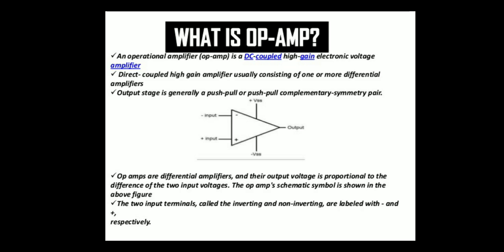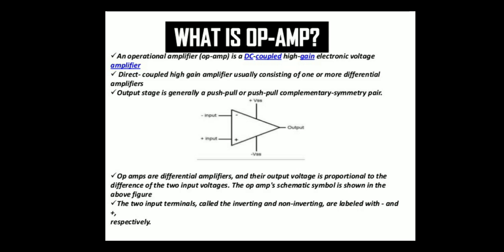What is an op amp? An operational amplifier is a DC coupled high gain electronic voltage amplifier, usually consisting of one or more differential amplifiers. Op amps are differential amplifiers and their output voltage is proportional to the difference between the two input voltages.